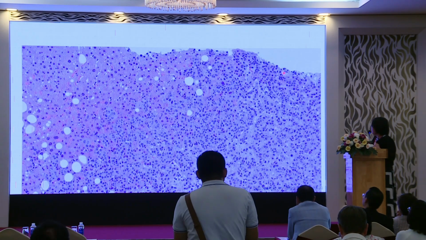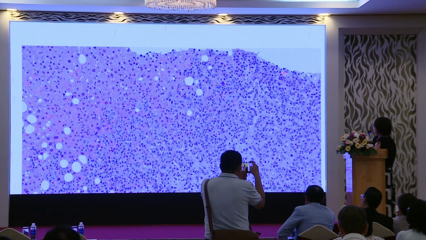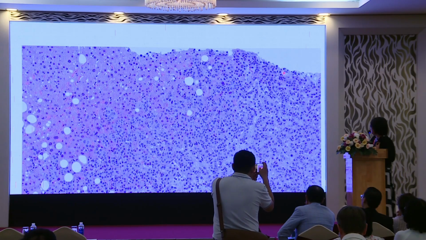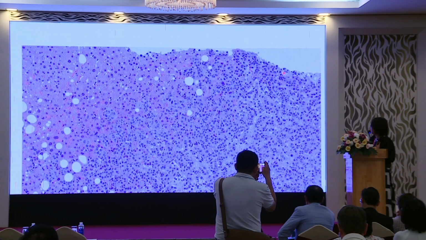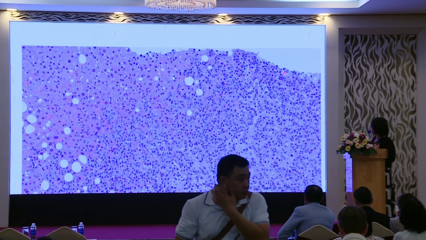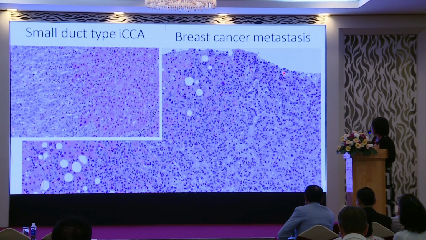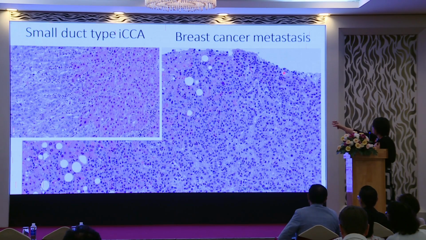So now we are moving on to the metastatic tumor. Here, this is a picture of tumor cells infiltrating the liver sinusoid. And it looks like intrahepatic cholangiocarcinoma, small duct type, but actually this tumor was originally from breast cancer. So breast cancer metastasis, especially invasive lobular carcinoma, mimics the features of a small duct type ICCA.